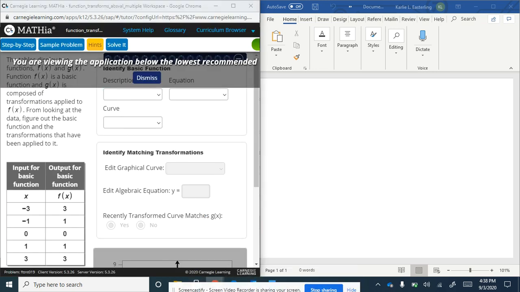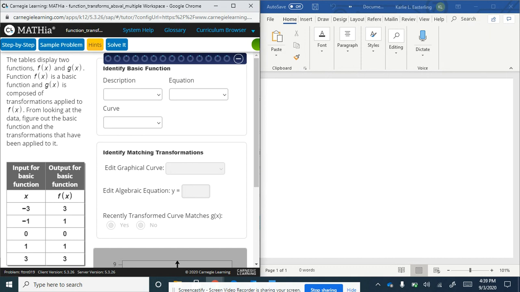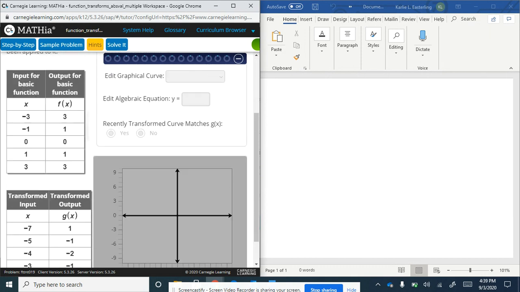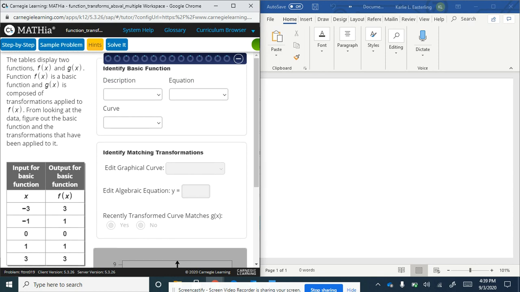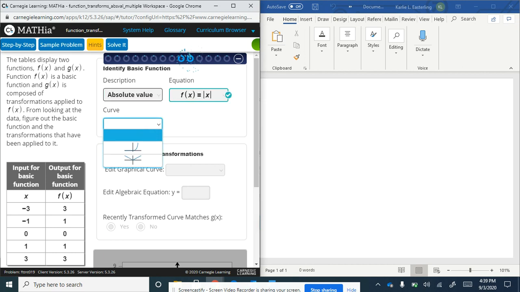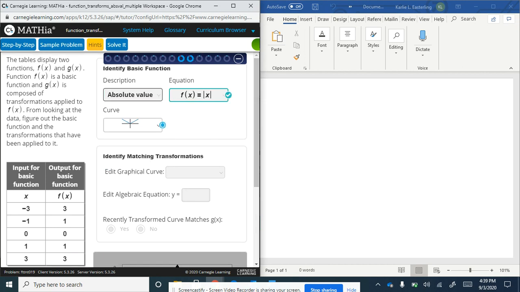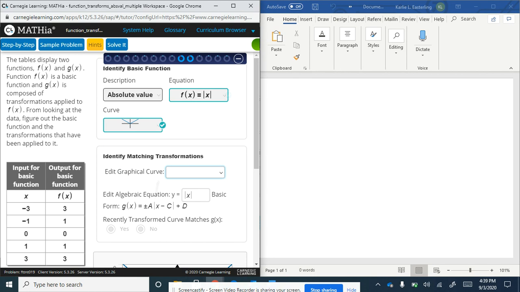Okay, I'm going to go over how to solve these problems with the tables in it for the absolute value on MATHia. So the first thing that we got to answer up here is the description, and we are talking about absolute value. Absolute value has the vertical bars on either side of the x value, and our curve will always look like a V. So that's how you're going to answer those questions.